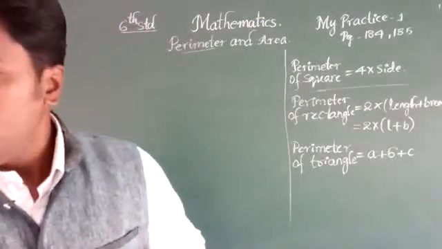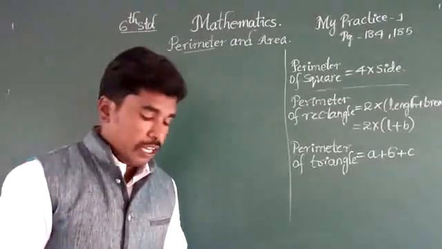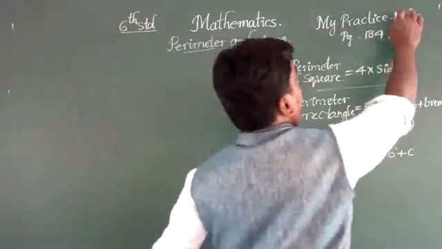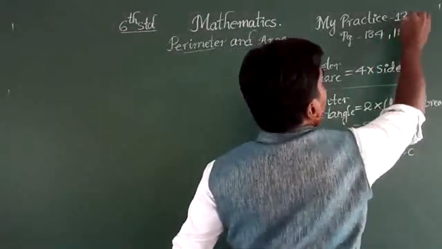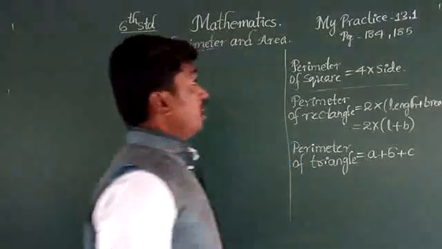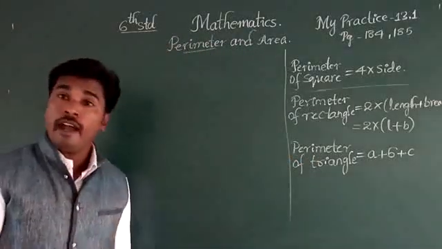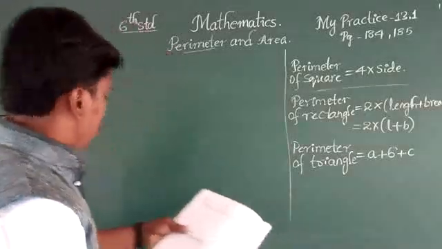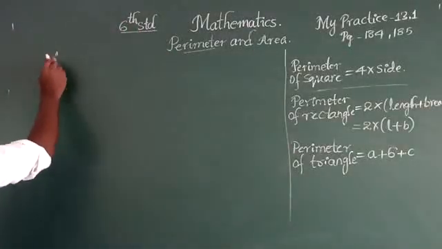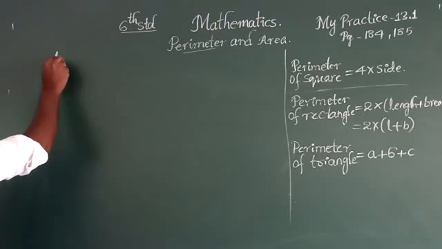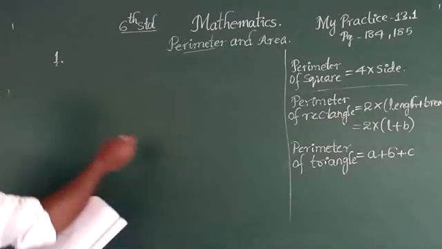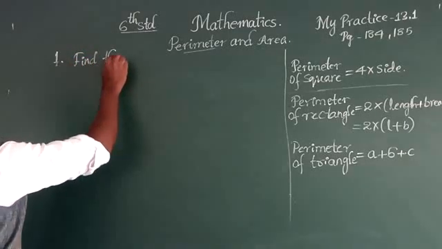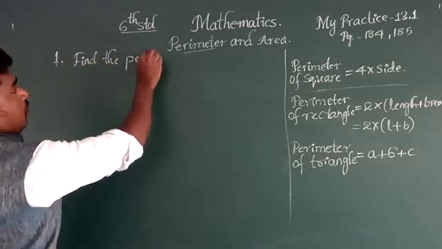Now I should start the questions which are taken from the exercise. It is 13.1, not only 1, it is 13.1. It is there in page number 184 and 185. Okay, so the first one is like this. Find the perimeter.